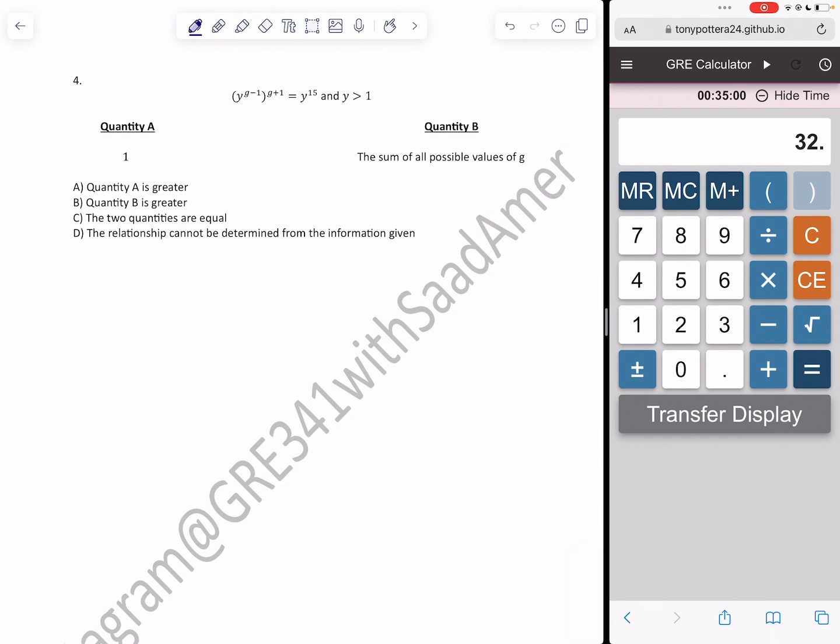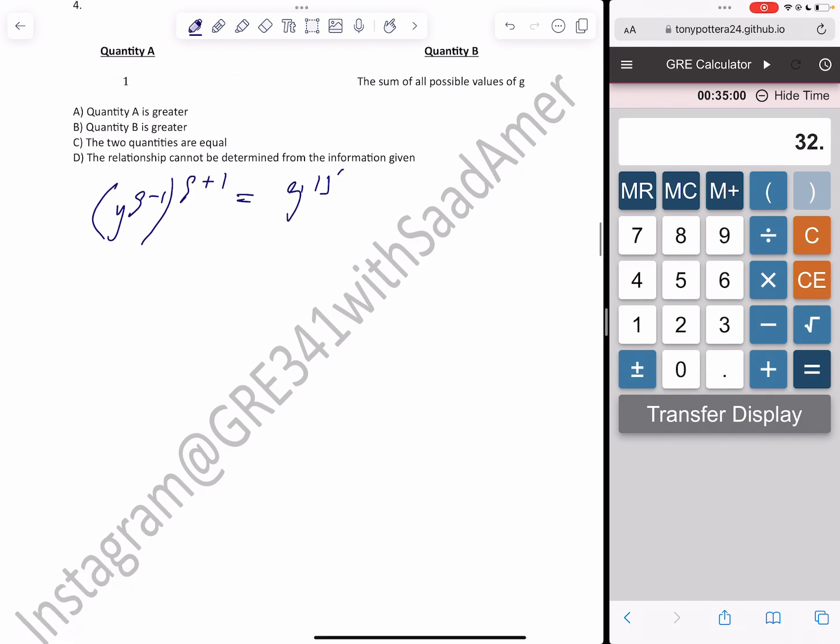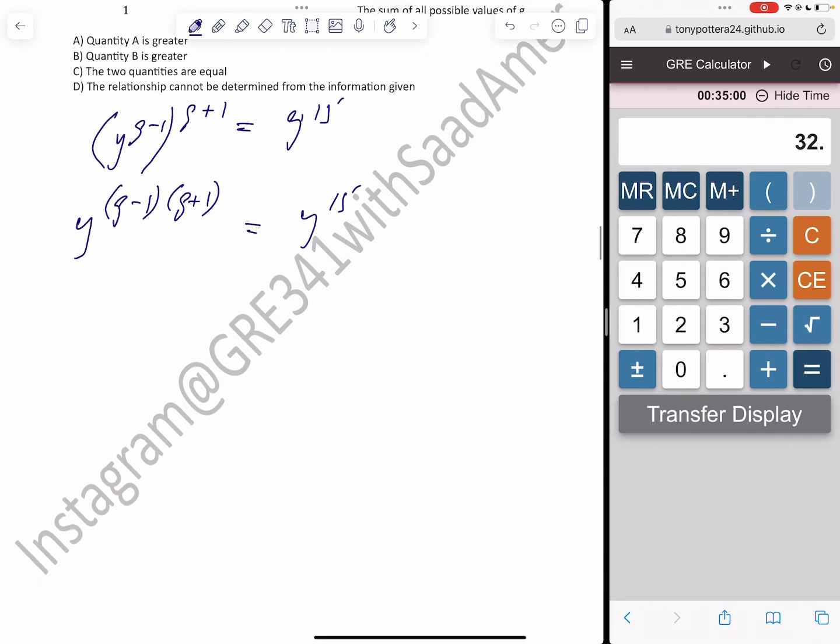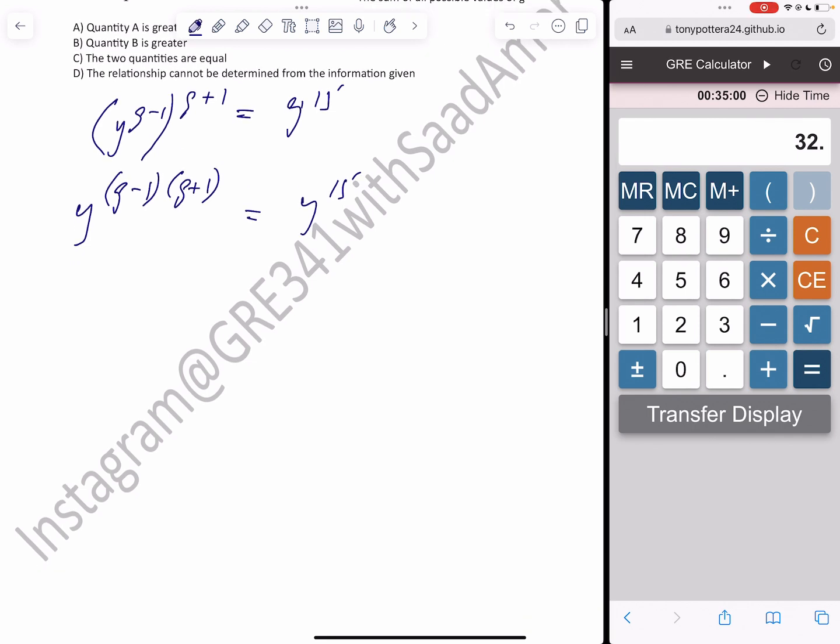Question number 4. y power g minus 1, raised to the power g plus 1, is equal to y power 15, and y is greater than 1. So we can multiply the powers out. g minus 1 times g plus 1 is equal to y power 15. Since the bases are the same, y and y, we can make the powers equal to each other. g minus 1 times g plus 1 is equal to 15.